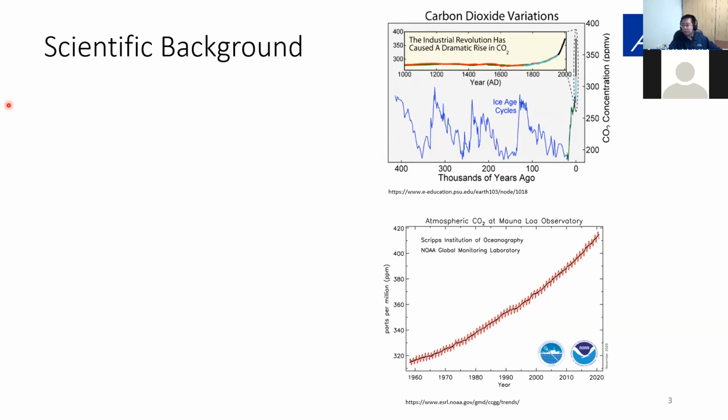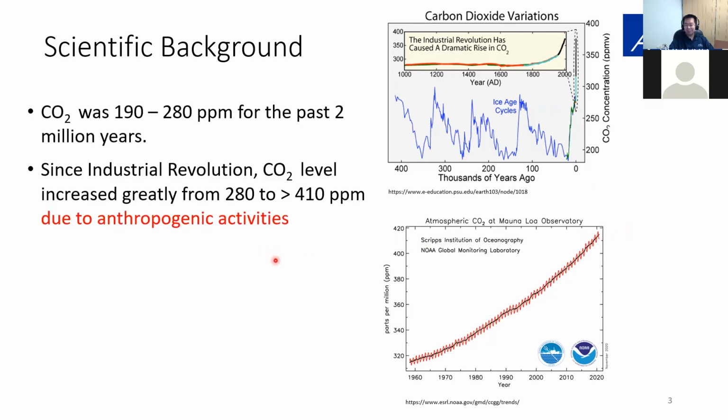So the CO2 concentration in the atmosphere has been relatively steadily fluctuating between 190 ppm and 280 ppm in the past 2 million years, although this figure only goes back to 400,000 years. And see this inset, the concentration has been stable all the way down to 1760 when the Industrial Revolution started. And then the CO2 has dramatically increased to over 410 ppm today. And this is all due to anthropogenic activities.